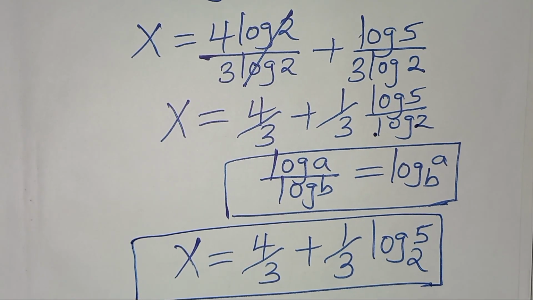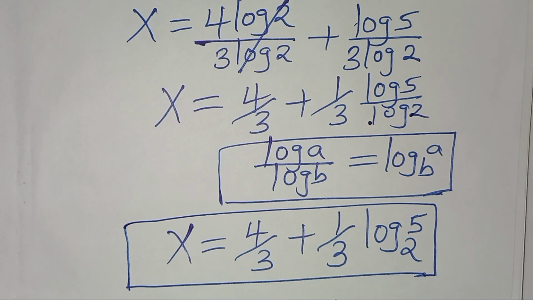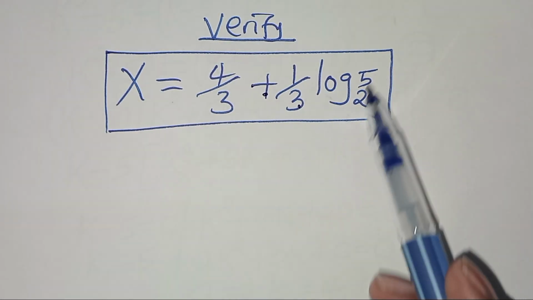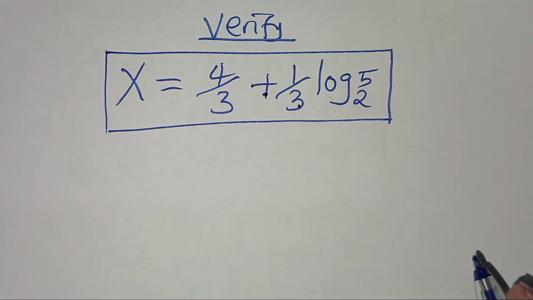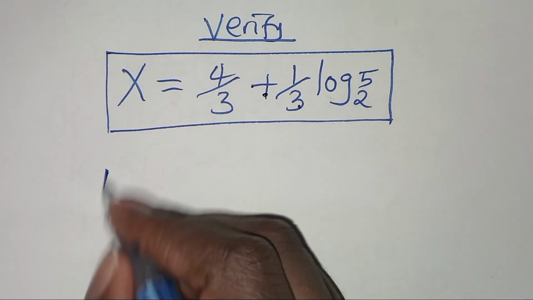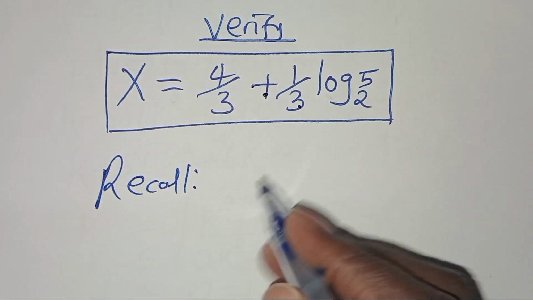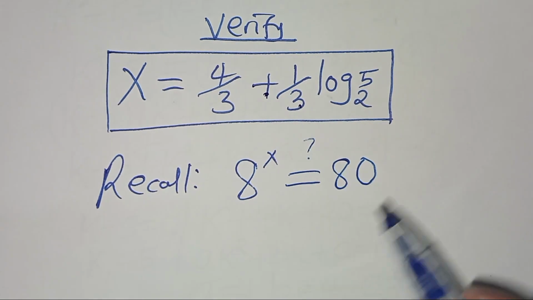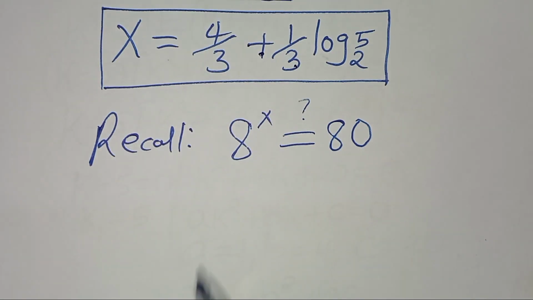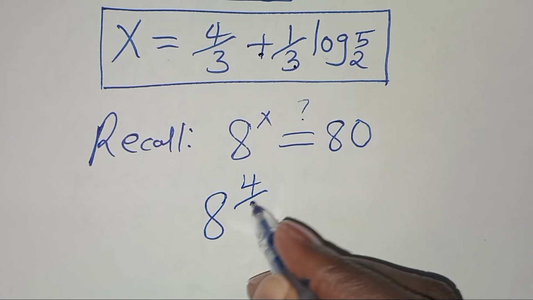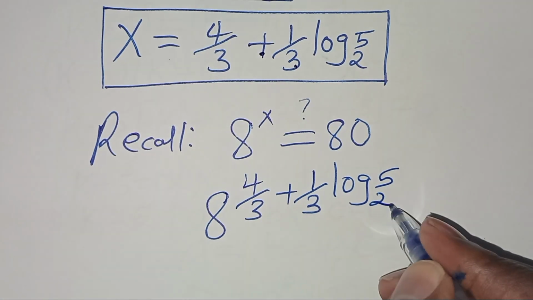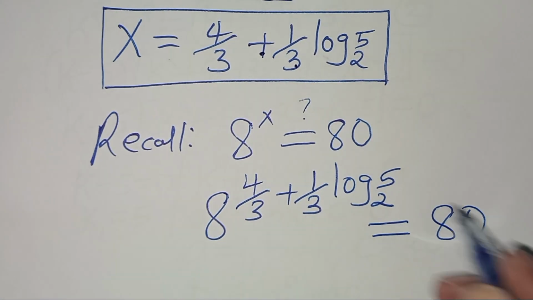So let's verify that this value of x actually satisfies the equation by following these steps. Now let's verify that the value of x, which is 4 over 3 plus a third log 5 to base 2, actually satisfies the equation. If you recall, we started with 8 to the power x. This is supposed to give us a value of 80. So let's substitute the value of x here so that we have 8 to the power 4 over 3, plus a third log 5 to base 2. This is supposed to give us a value of 80.